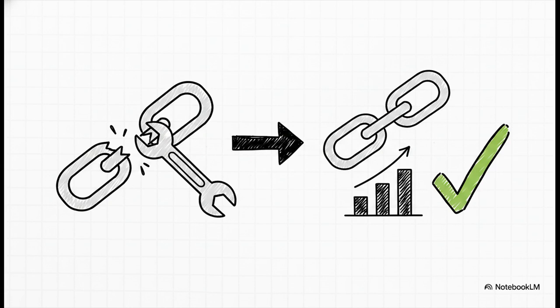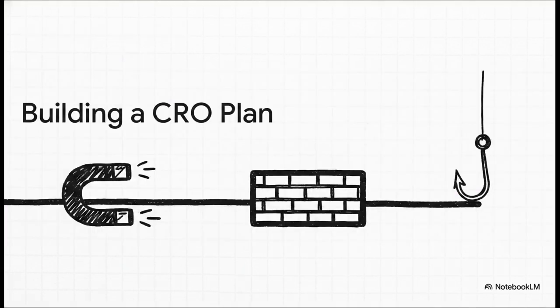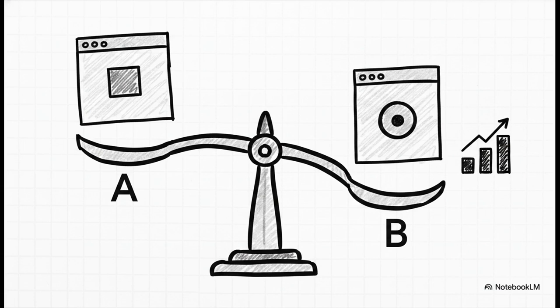And now, step 3, solving the problem and actually proving that your fix worked. A good plan makes sure your solutions are targeted, effective, and backed by actual data. A solid CRO plan looks at what brings people in, what stops them, and what seals the deal. And please, don't guess if your fix worked. A/B testing gives you cold, hard proof of the impact.